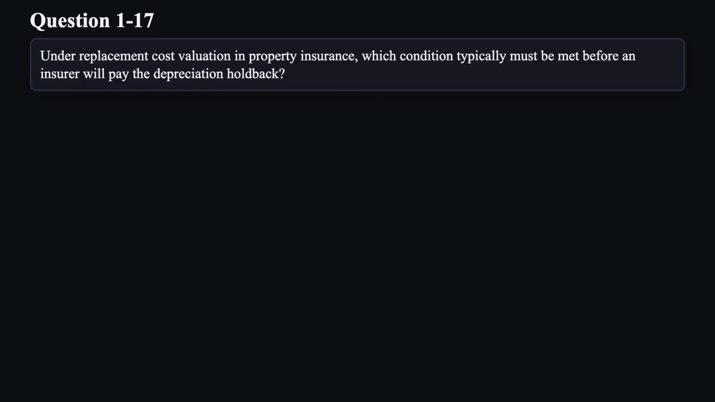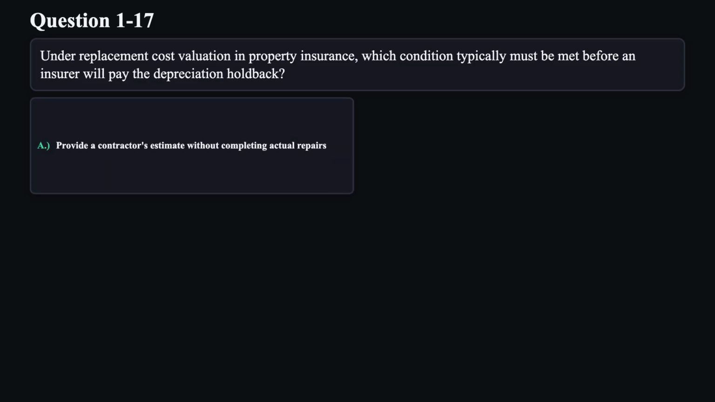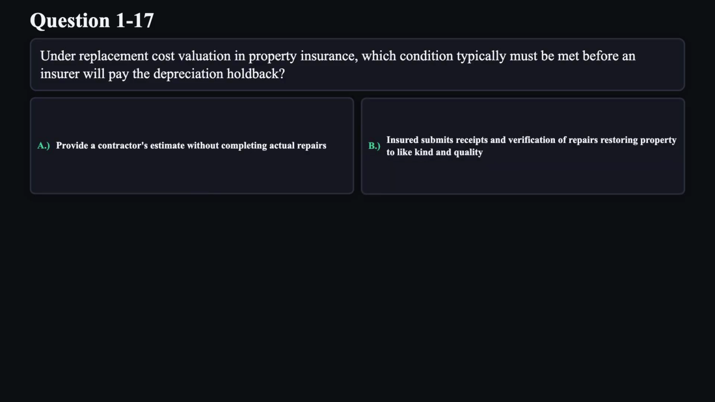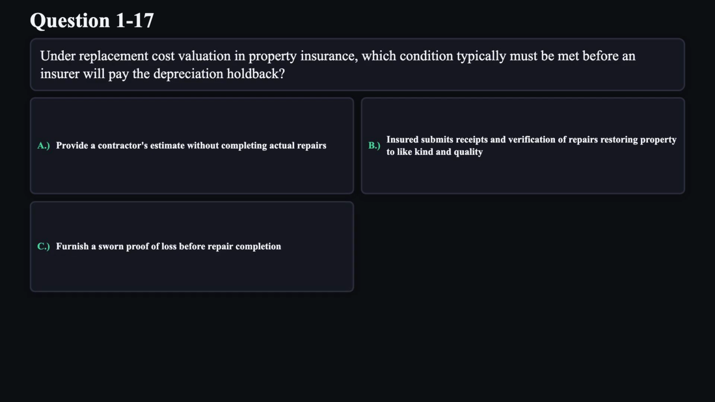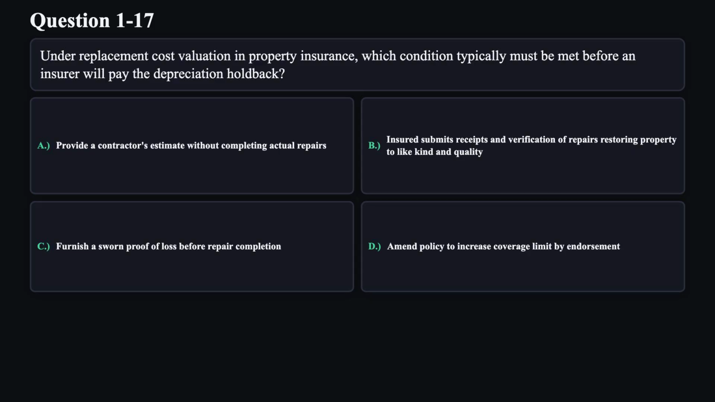Question 17. Under replacement cost valuation in property insurance, which condition typically must be met before an insurer will pay the depreciation holdback? A. Provide a contractor's estimate without completing actual repairs. B. Insured submits receipts and verification of repairs restoring property to like kind and quality. C. Furnish a sworn proof of loss before repair completion. D. Amend the policy to increase coverage limit by endorsement.